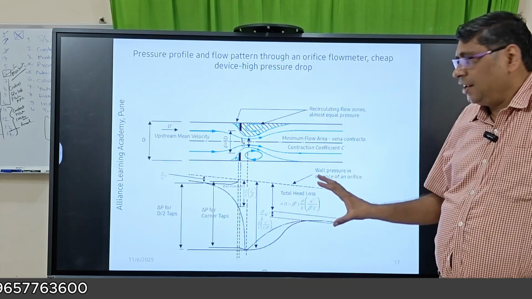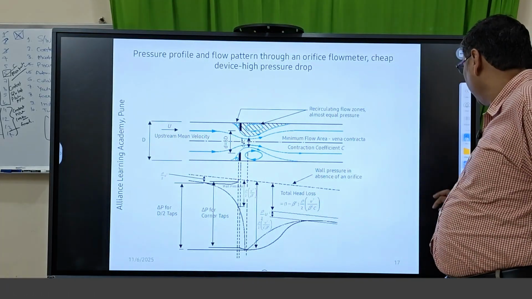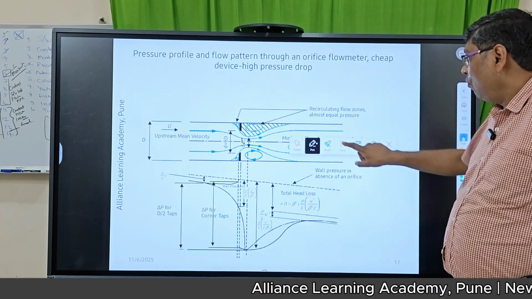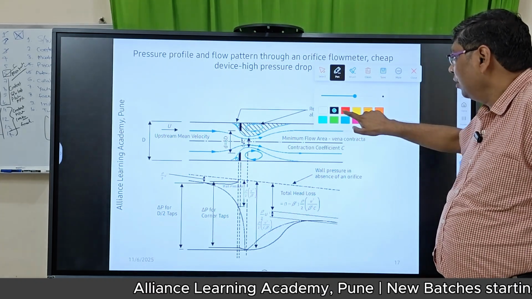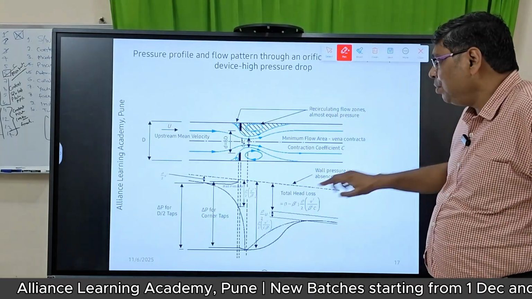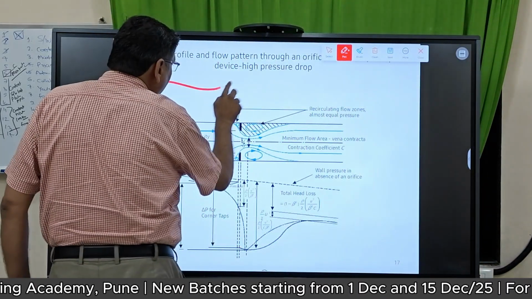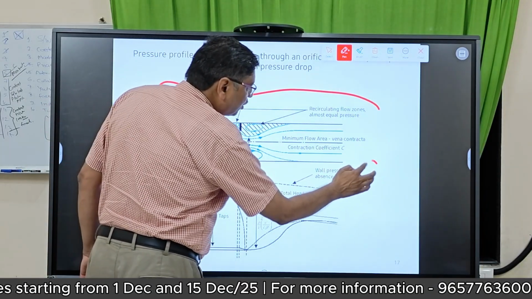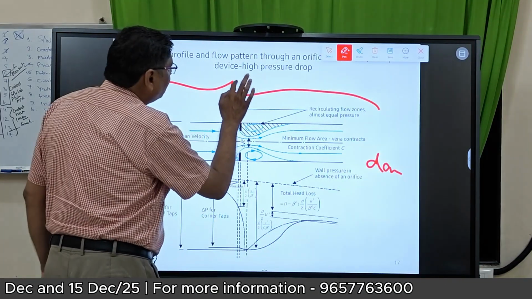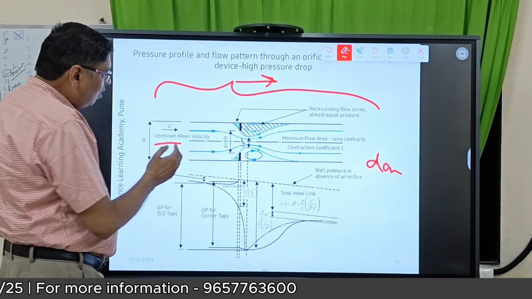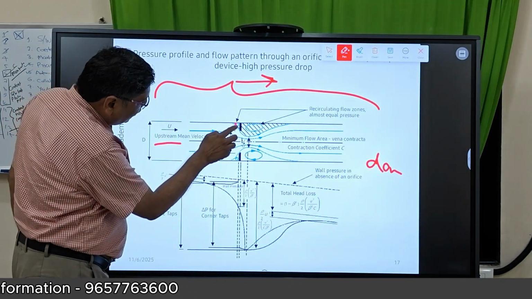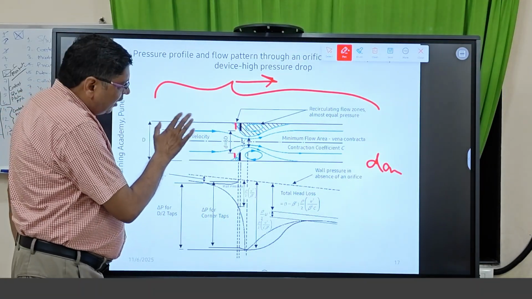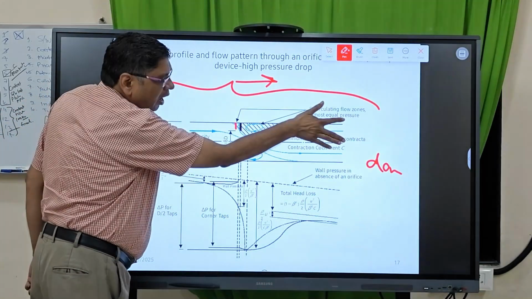So now it is very clear here. If you see very carefully, you will understand the concept. What you are seeing here, this is the pipe. This is the upstream, and this is the downstream, because my flow direction is this way. Now this black part is the orifice plate. When fluid comes here, it will go through it and go outside.